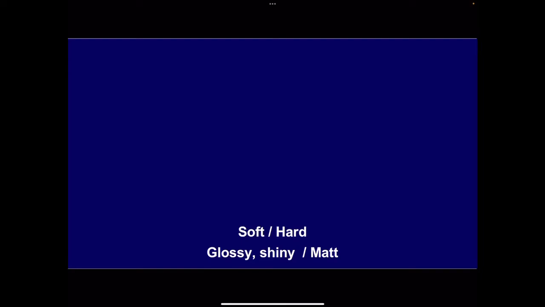Again, this one we said it's matte because it's not reflecting any light, and it gives you the soft feeling because there is not any texture on the color, right? On this picture there is nothing. It's empty. It gives you the comfortable feeling.